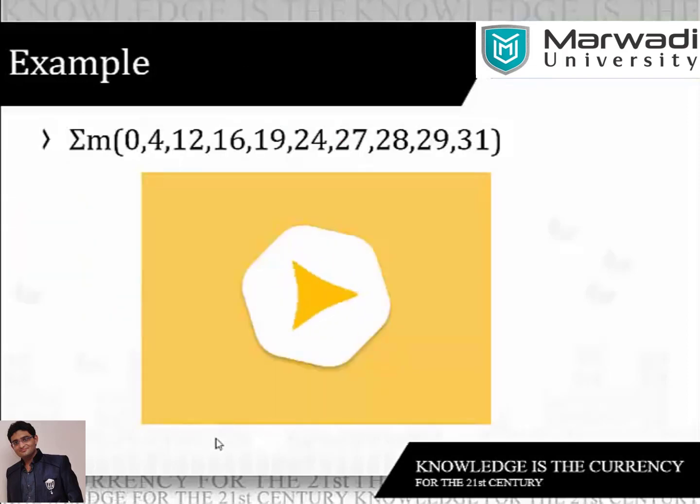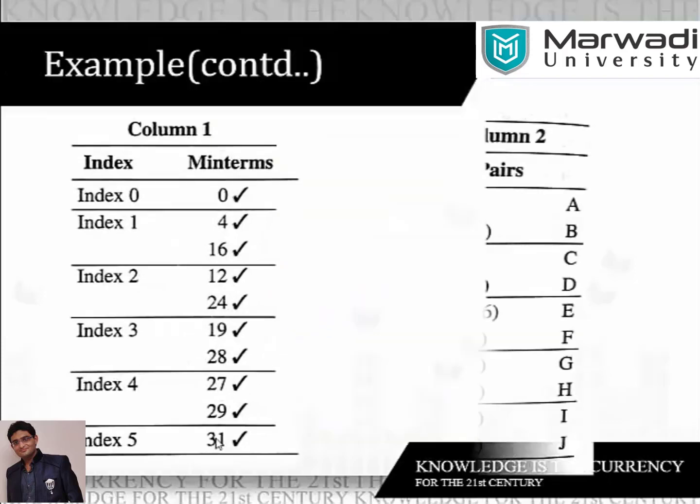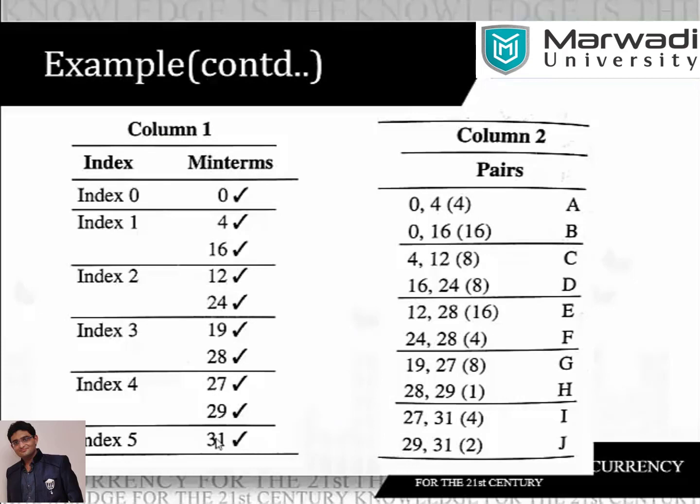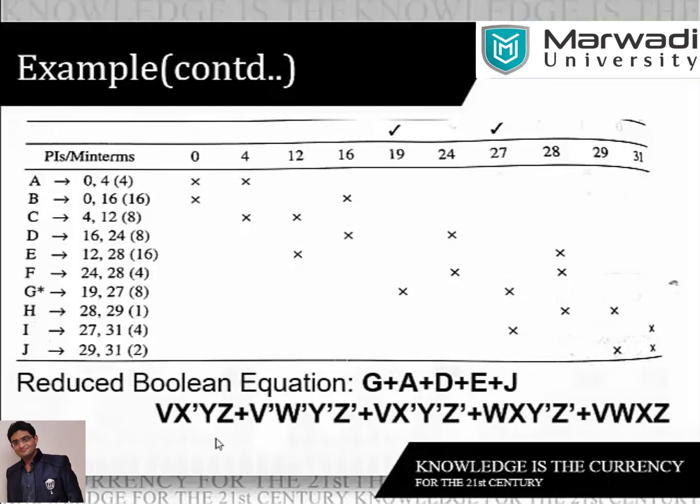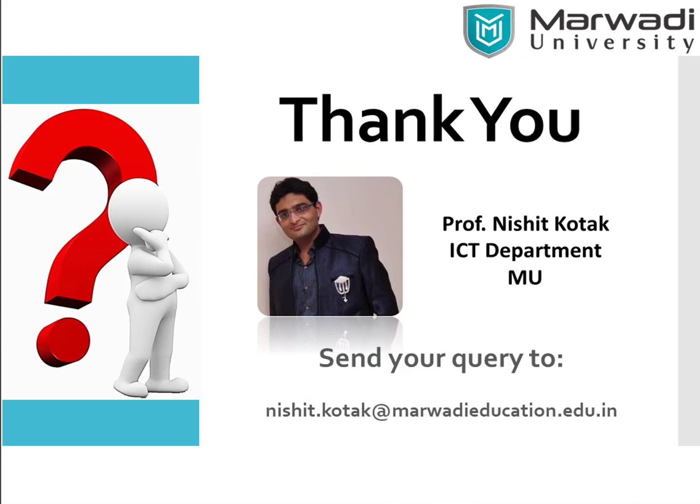Now I request you all to please pause the video over here and solve the given set of minterms. The answer for this is given in terms of column 1 and column 2. Column 2 is obtained after the pairing of the successive groups of column 1. From column 2, we can obtain the essential prime implicants reduced table, and the final reduced Boolean equation is as shown over here. Thank you.